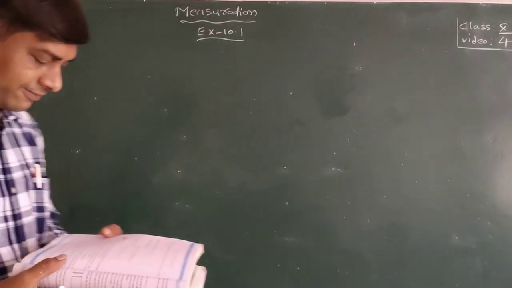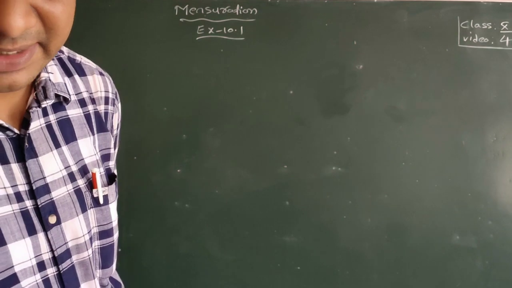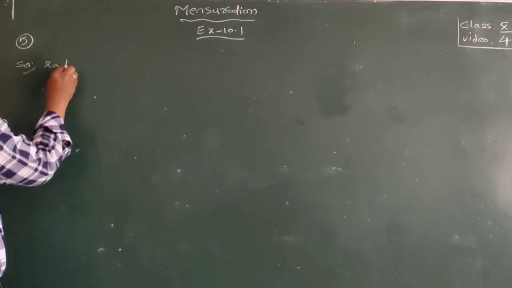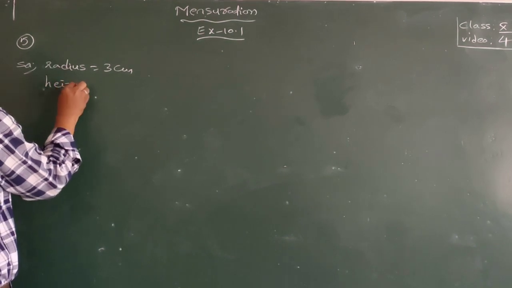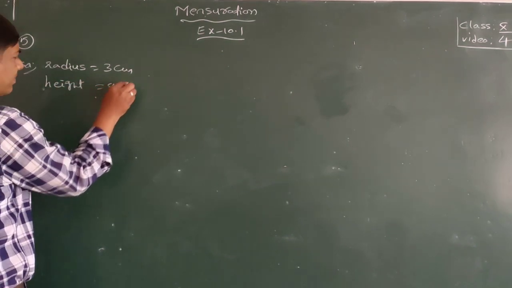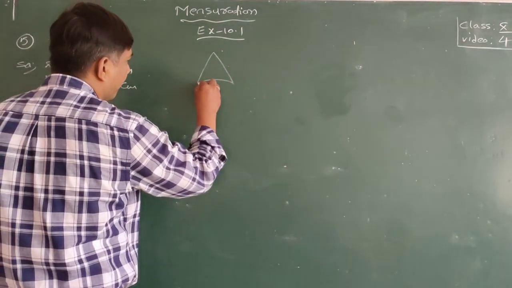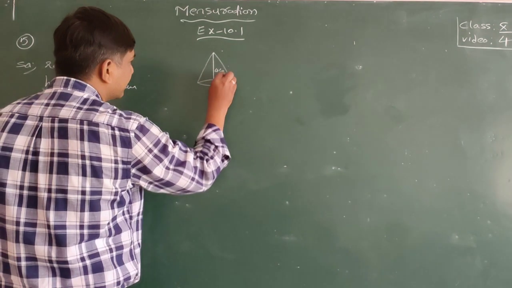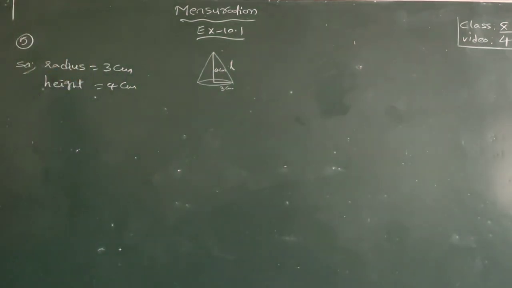Fifth question: a self-help group wants to manufacture joker caps of 3 cm radius and 4 cm height. What is the radius of a cap? Radius is equal to 3 centimeters, and the height of a cap is equal to 4 centimeters. This is the joker cap, and this height is 4 centimeters, and the radius is 3 centimeters. Slant height we have to find out.